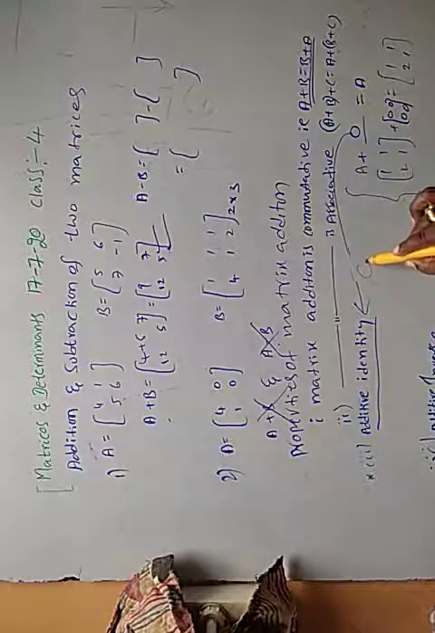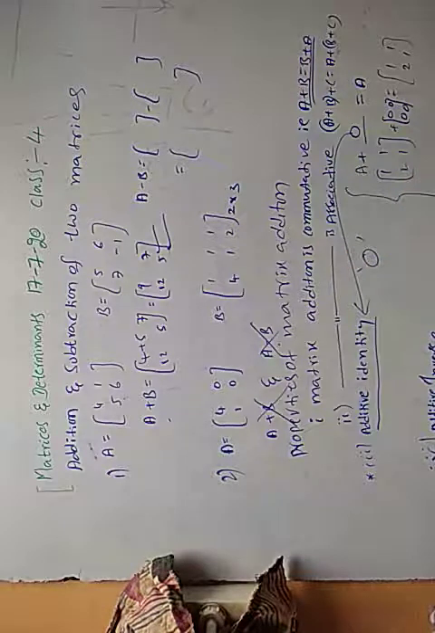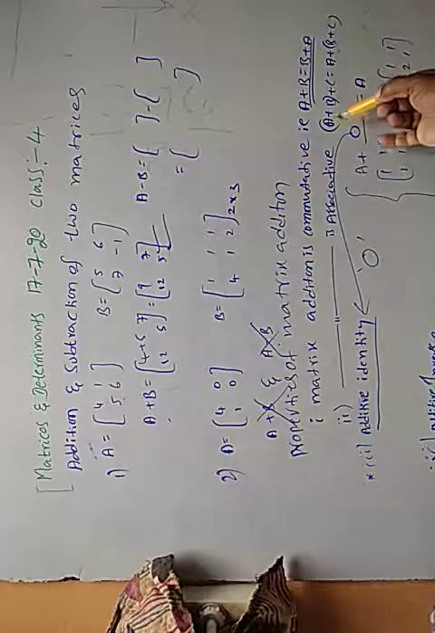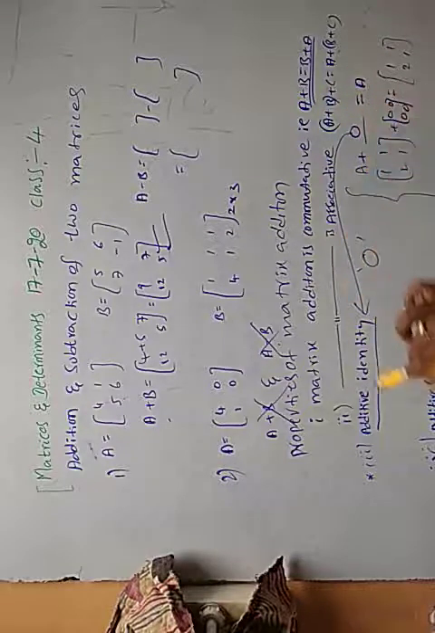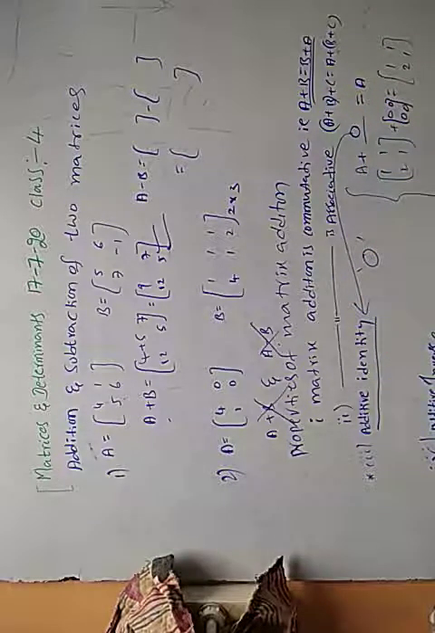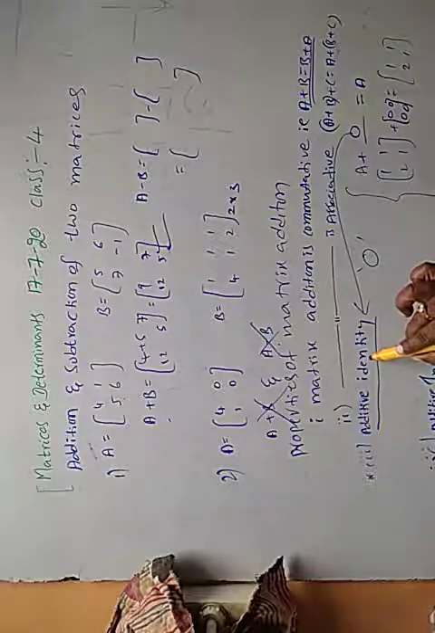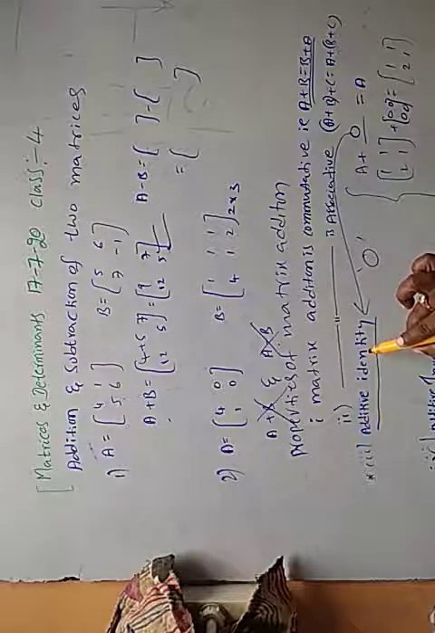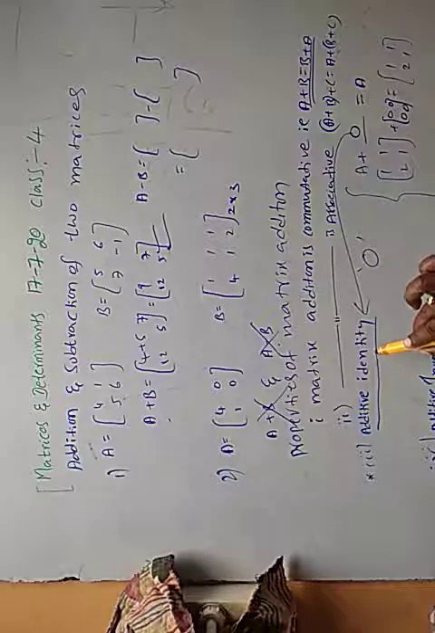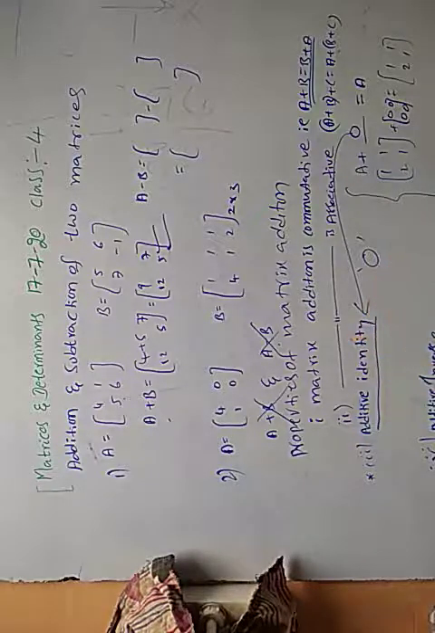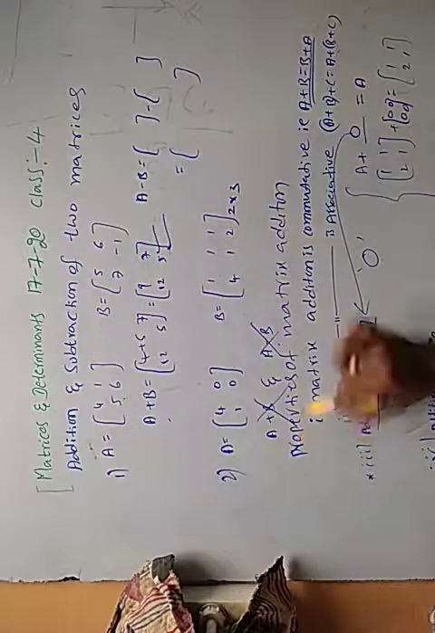Simply don't write that the null matrix is the additive identity. It is a wrong answer. The null matrix or zero matrix of order A is the identity with respect to the given matrix A. Then come to additive inverse. Don't confuse it with the identity matrix 1 0 0 1. That is the definition of the identity matrix. This is the additive identity property. Identity matrix is a definition. Additive identity is one of the properties of matrix addition.